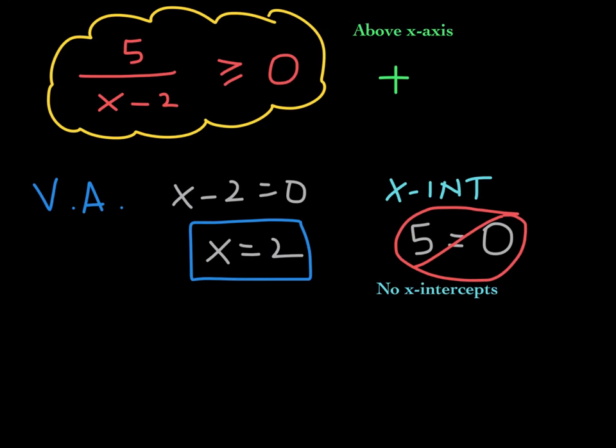So this actually saves us a lot of time because you only have one critical value, one critical point, and that is the vertical asymptote at 2. So you only have 2 intervals here, to the left of 2 and to the right of 2. So what we're going to do right now is choose some test points. Choose something to the left of 2, how about 1 or 0, and then choose something greater than 2, how about 3. And you're going to plug it into this expression and you're looking for plus signs.